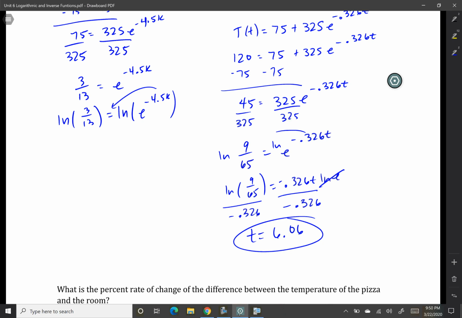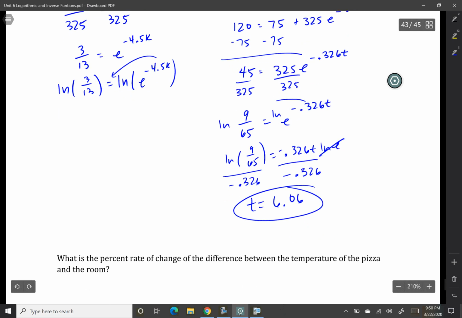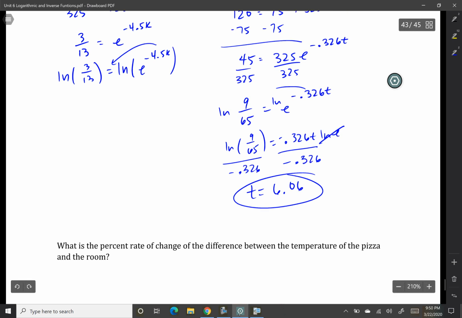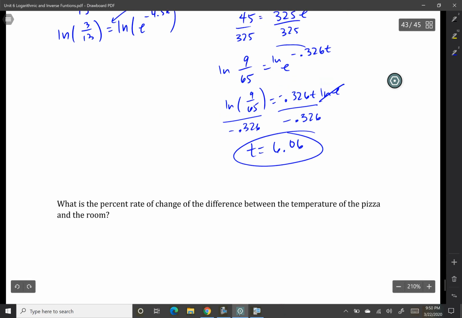So we can see how we're kind of applying all of our skills together in one question here. All right, kind of tough, I know. Then it says, what is the percent rate of difference between the temperature of the pizza and the room? All right, so what is the percent rate of change difference between the temperature of the pizza and the room?